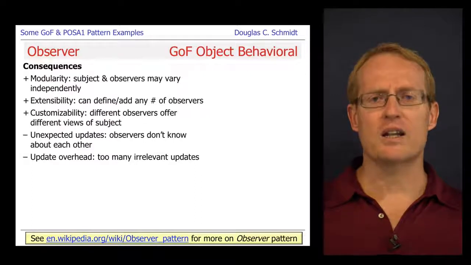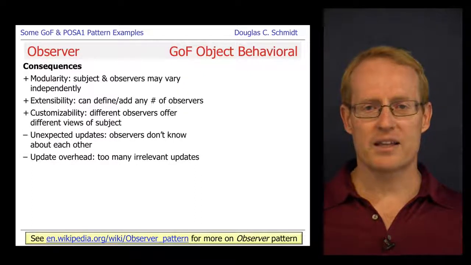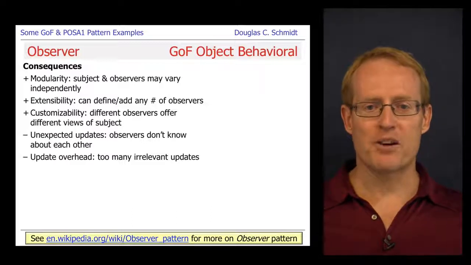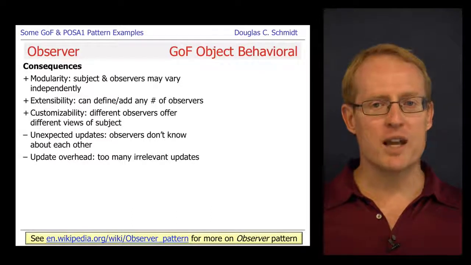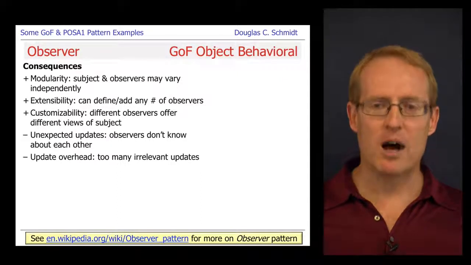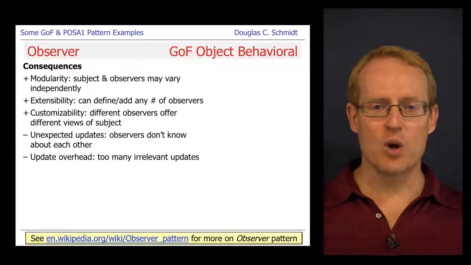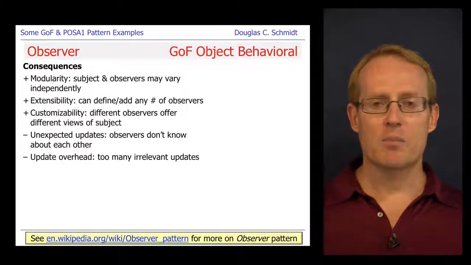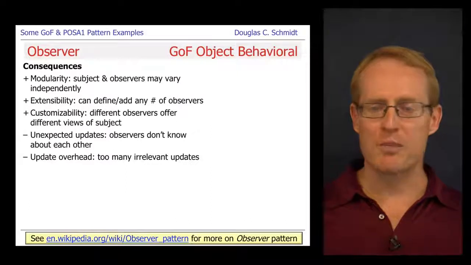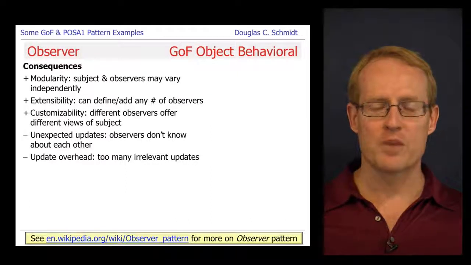There's a number of interesting consequences of applying the observer pattern. Some of the pros of applying the observer pattern is that it allows the subject and observers to vary independently. It's inherently modular. The observers don't have to know about each other. You can make different kinds of changes. You can customize observers. One observer can behave in very different ways than another observer.